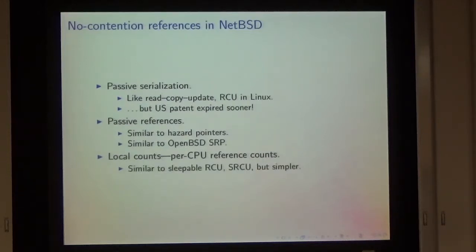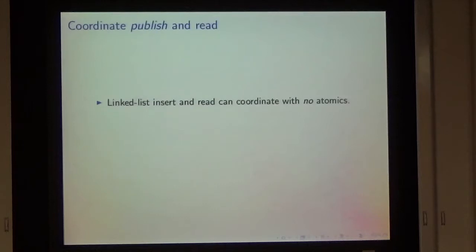Local counts, instead of using one global reference count, give each CPU its own local reference count for every object. It's similar to sleepable RCU, which I'm not sure is in Linux right now, but it's been discussed by various Linux people for a long time. And again, it's a little bit simpler than SRCU. I haven't fully grokked why SRCU is so complicated, but it's pretty similar.